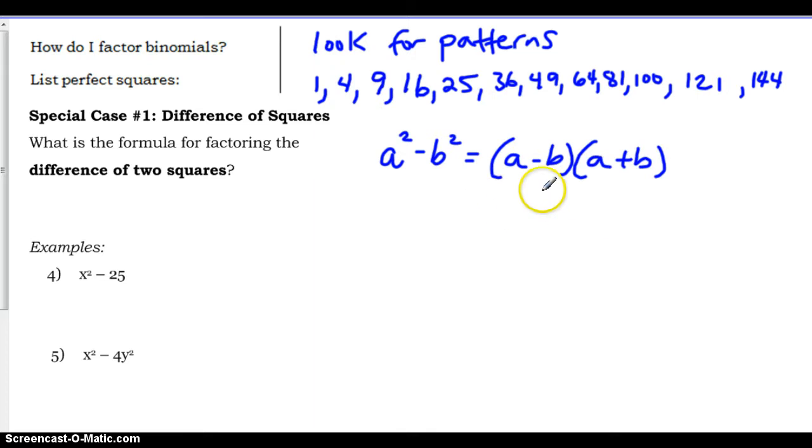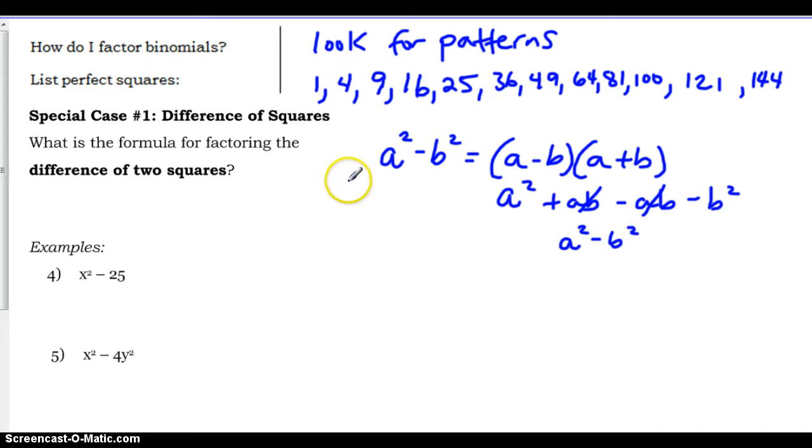We can prove that this works if we multiply it out. Again, we'll use FOIL. A times a is a squared. Then a times b would be positive ab. Negative b times a would be negative ab. And negative b times b would be negative b squared. So here you can see your two middle terms cancel out. ab minus ab would be 0, and you would be left with a squared minus b squared.